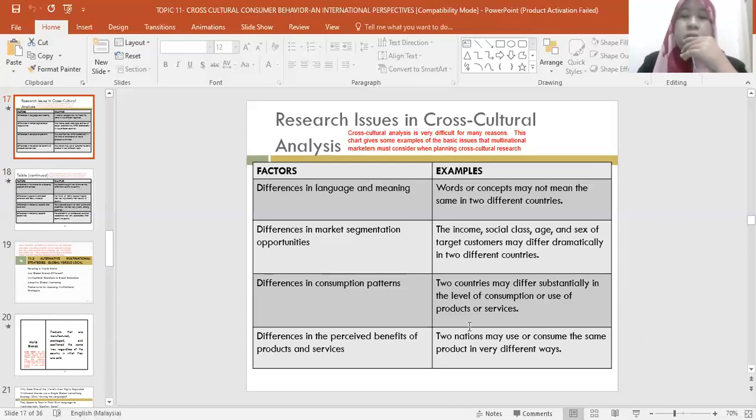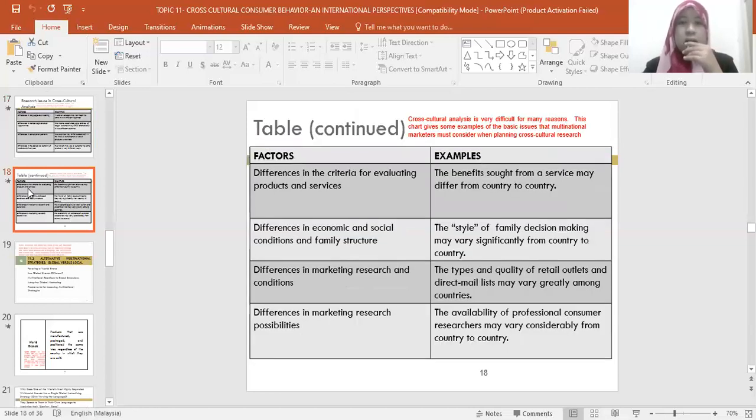Okay, where are we? Just now we go to the next one: differences in the criteria for evaluating products and services. The example here is that the benefits sought from a service may differ from country to country. Just now I also told you about this. They differ from country to country because of how the evaluation is done.